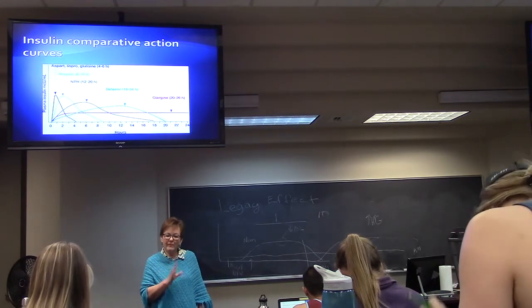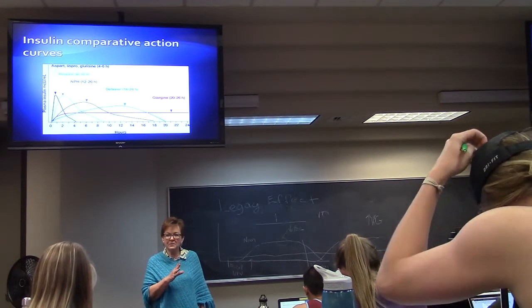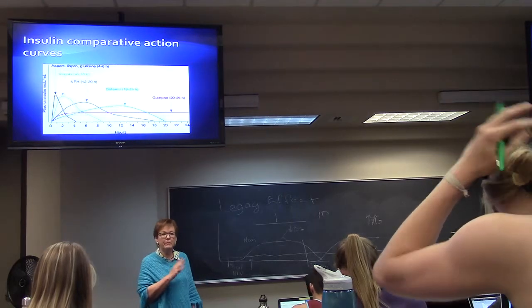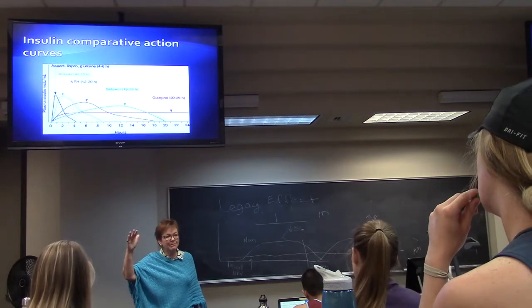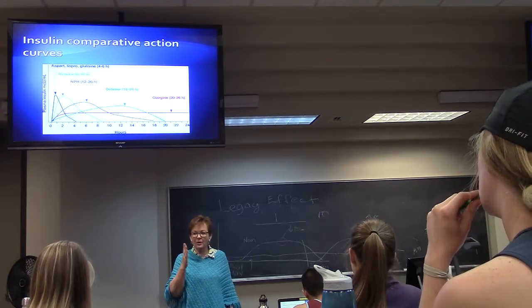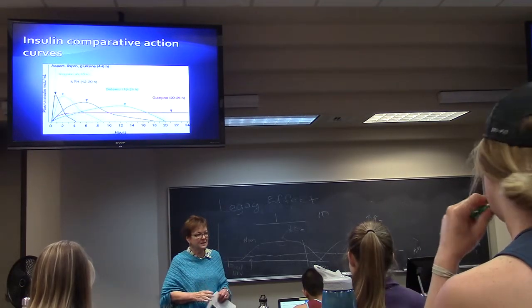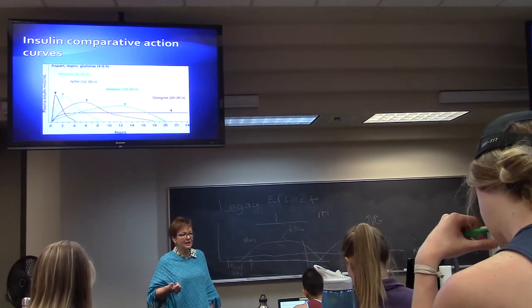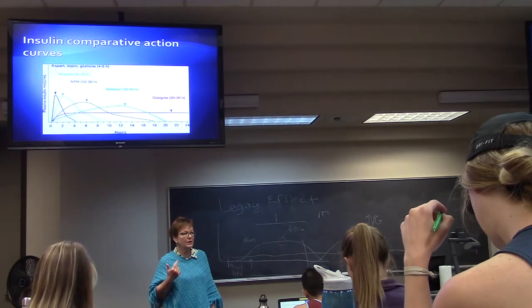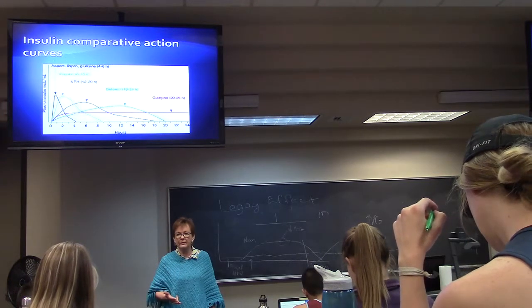Now, you may use them at other times. Pump patients will use them to bolus if they're having a high in between meals. They may bolus. But for the most part, bolus are going to be pre-meal insulins. So your pre-meal insulins are your rapid-acting analogs, Humalog, Novolog, Apidra, and regular.